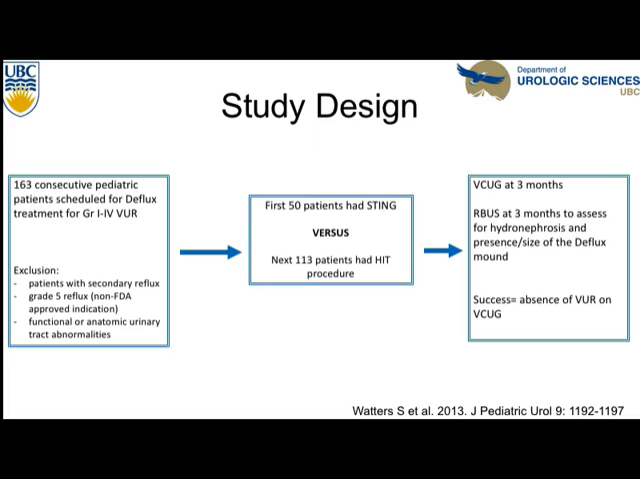They then did VCUG at 3 months, along with a renal bladder ultrasound to assess for hydronephrosis, and the size of the Deflux mound as well. Success was defined as the absence of VUR on VCUG, again only at 3 months.